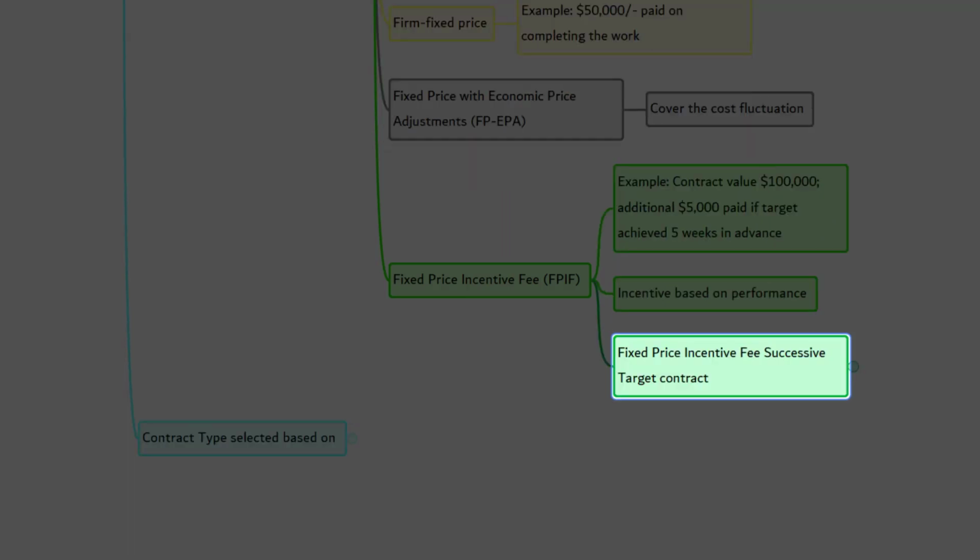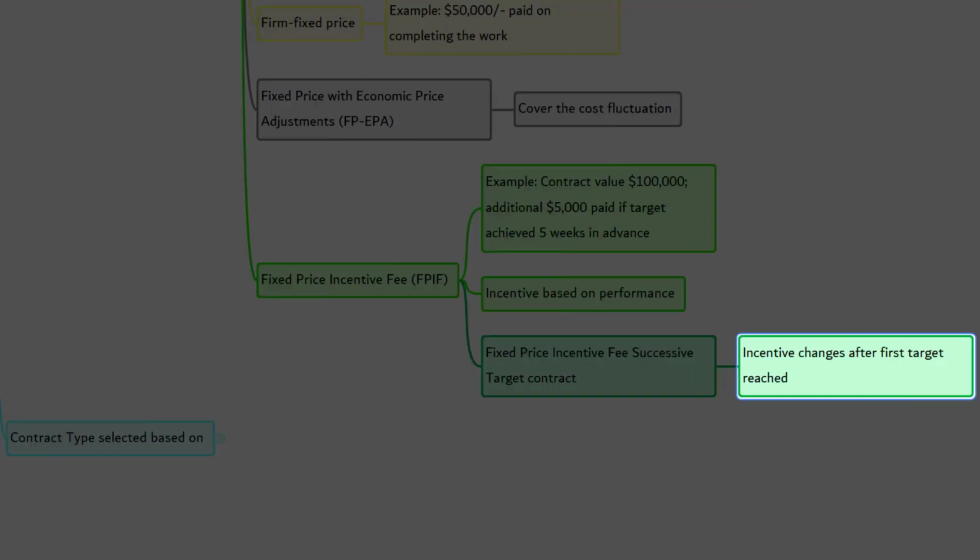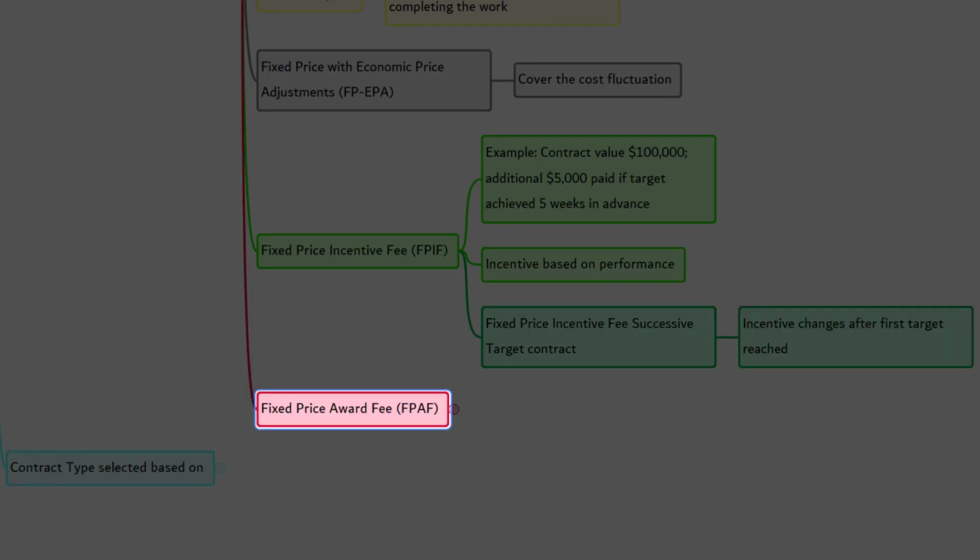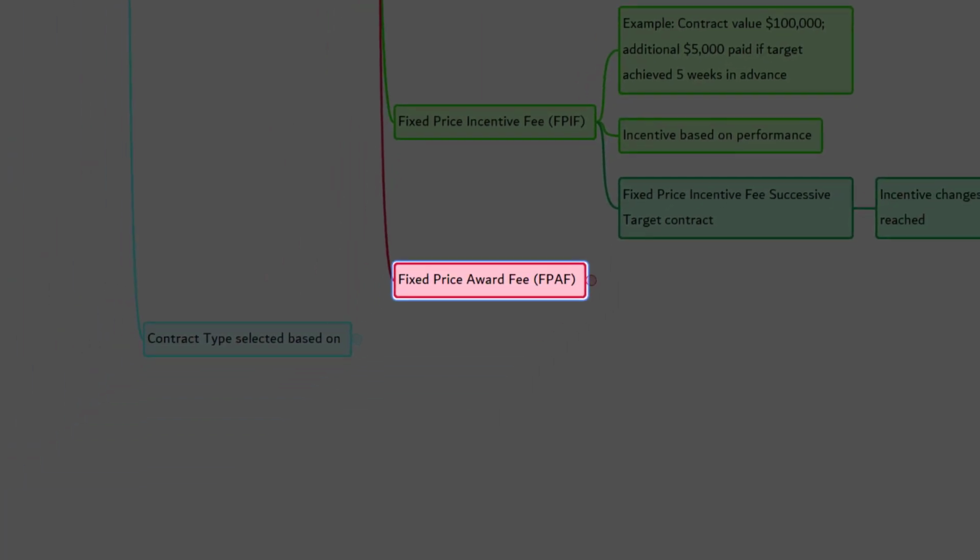A variation on fixed price incentive fee contract is fixed price incentive fee successive target contract. Don't worry, only the name is longer. In simple terms, in this type of contract, the contract for the incentive is changed after the first target is reached. Fixed price award fee, FPAF.